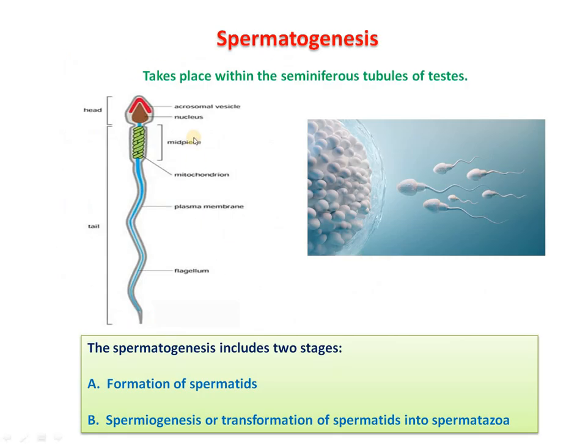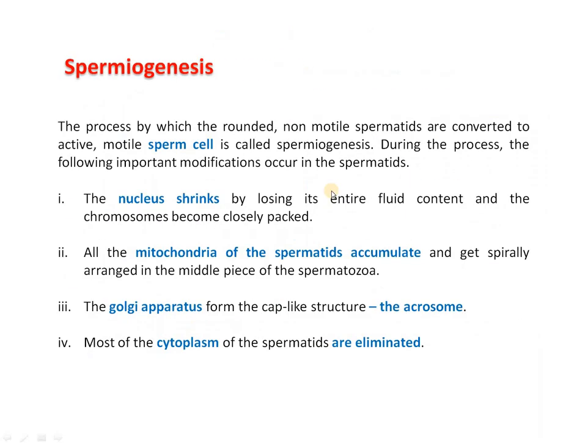So if we look into this, see here, this is the head portion, and here you can see the nucleus, and here you will see the mid piece. In the mid piece, this is the mitochondria, which is highly twisted. The Golgi apparatus. So we know that a living cell consists of a nucleus, mitochondria, Golgi apparatus, endoplasmic reticulum, right?